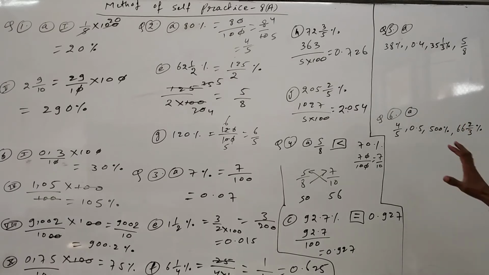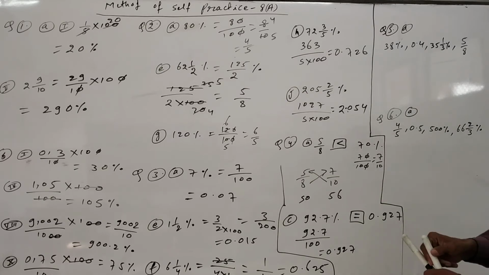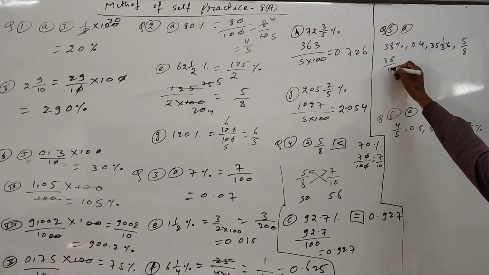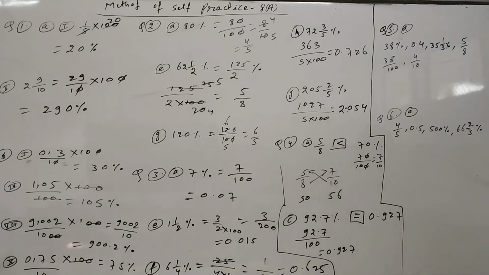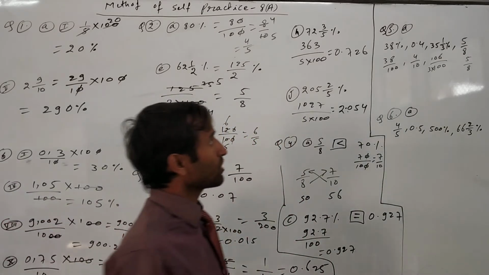First of all we have to convert everything into a single form, either percentage, decimal, or fraction. I will convert into fraction only. So 38 upon 100 will come here, and this one we convert into 4 upon 10. Now we have to remove this mixed fraction, so it will come 106 upon 100, 3 into 100, like this. And this one, 5 upon 8, is given directly.